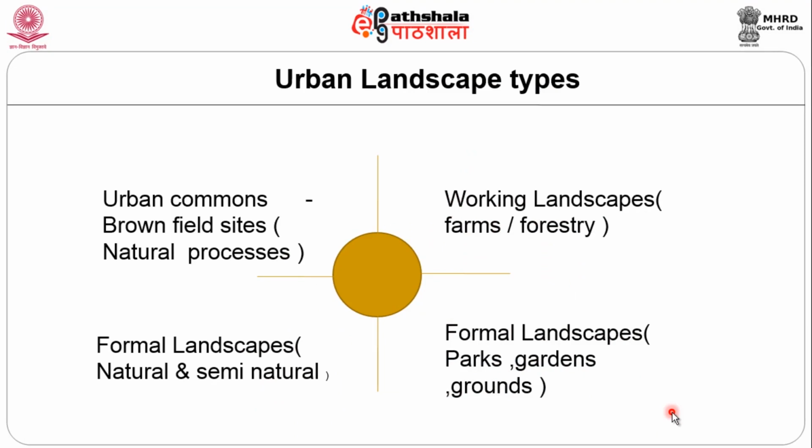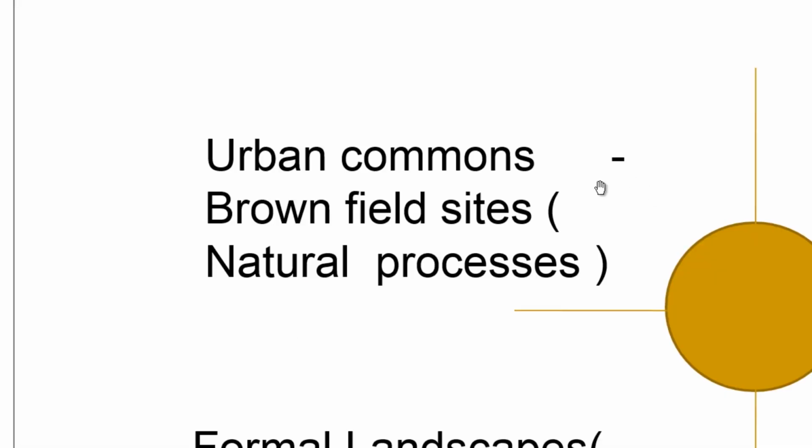Now, we will look into the main 4 modules in the urban landscape types. The first one, urban commons, brownfield sites. What is a brownfield site? A brownfield site is a site which is already affected with overcrowding or with an enormous number of slums, squatters and densely populated areas, and the city is sick. It needs to be rejuvenated or renewed in a good manner.